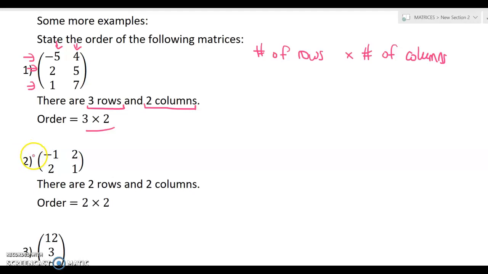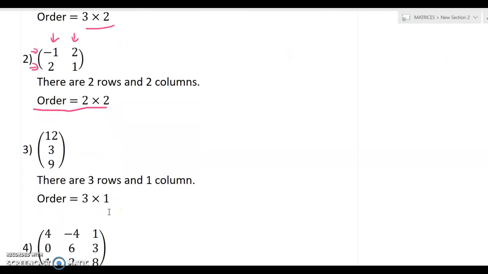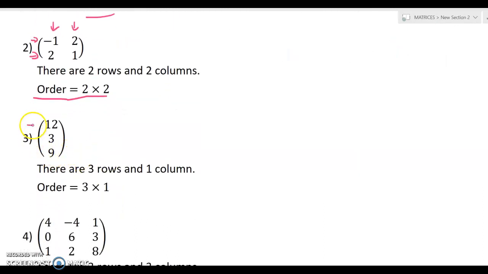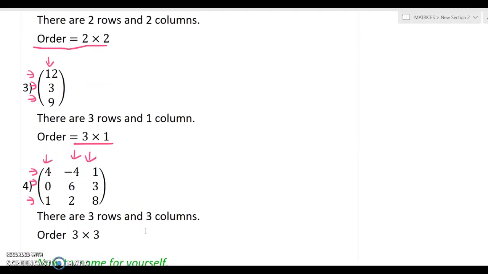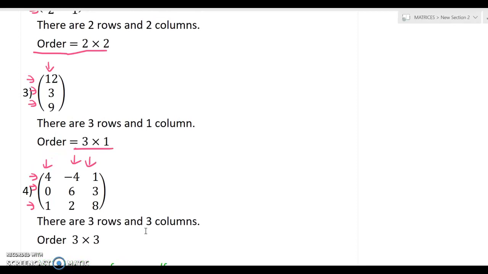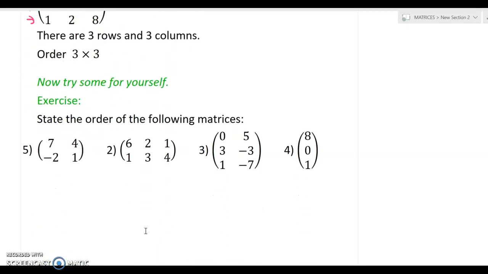Like in example 2, we have 1, 2 rows, and we have 1, 2 columns. So this is a 2 by 2 matrix. And then number 3 here, we have 1, 2, 3 rows and 1 column. So this is a 3 by 1. That's the order. And number 4, so let's take our time and look at number 4. Number 4 has 1, 2, 3 rows and 1, 2, 3 columns. So it will be a 3 by 3 matrix, right? That's the order.